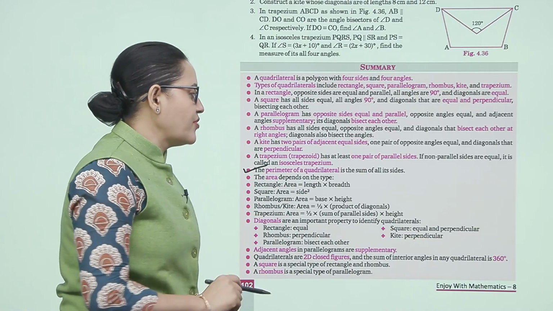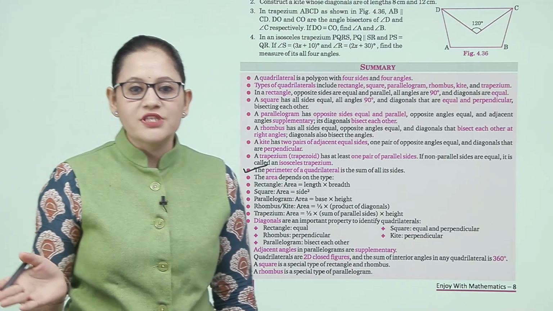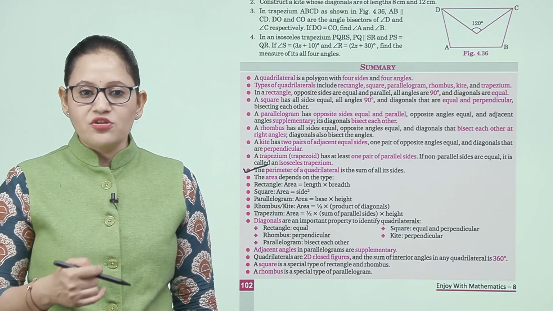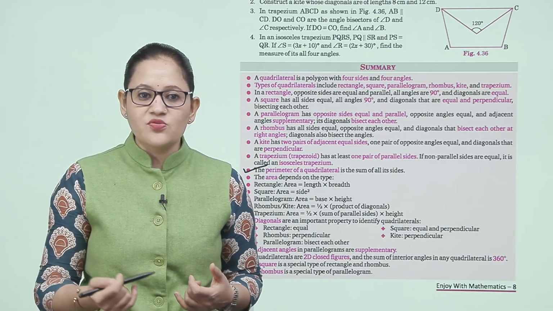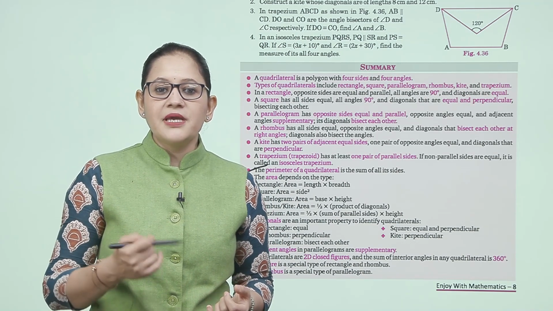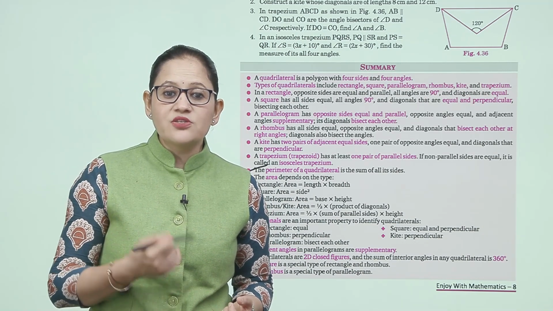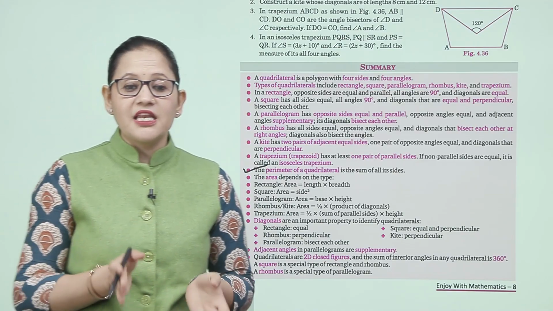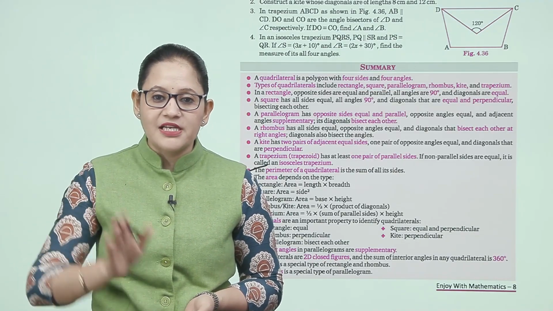The perimeter of a quadrilateral is the sum of all 4 sides. The area depends on its type. Rectangle area equals length into breadth, square area equals side squared, parallelogram area equals base into height. In a rhombus or a kite, area equals 1 by 2 into the product of diagonals. Trapezium area equals 1 by 2 into the sum of parallel sides into height.